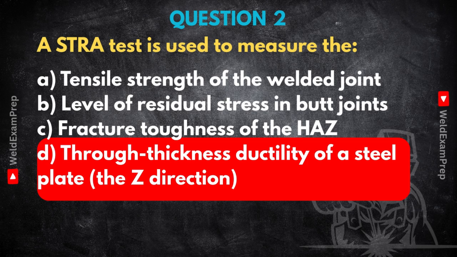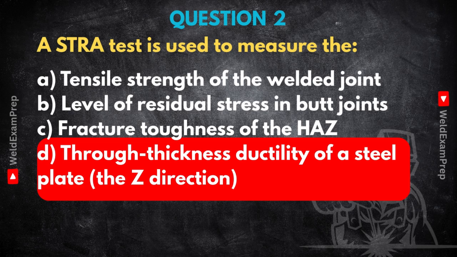A standard tensile test pulls along the length usually. Doesn't tell you much about the Z direction properties. So how vital is it for an inspector to know when this test is needed, not just rely on, say, the mill certificate data? Oh, it's crucial, because generic data often overlooks these through thickness properties. You can't just assume.